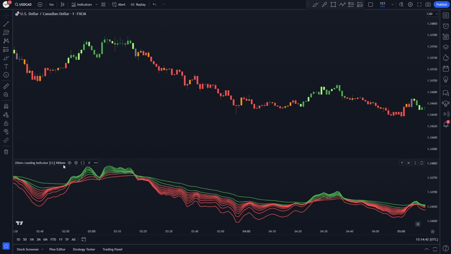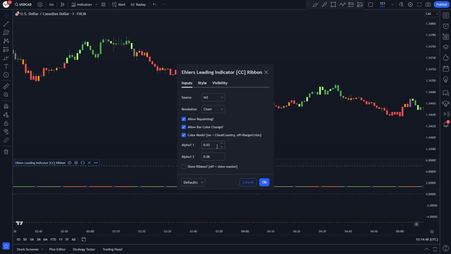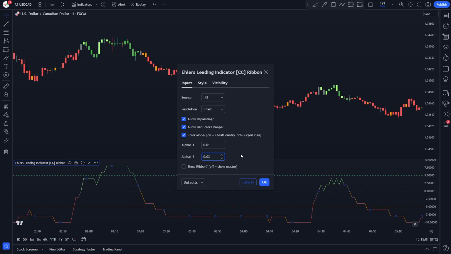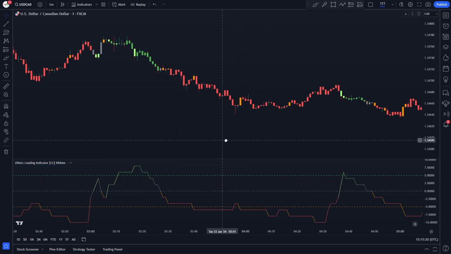We need to change the settings of the indicator for our strategy here. We turn off the ribbon, and then for Alpha 1, we set it at 0.1, and for Alpha 2, we set it at 0.03, because in our strategy, we're going to use this indicator for trend identification. So it doesn't matter if repainting is on or off, but in another strategy, if you want to use this indicator for buy-sell signals, you should turn off repainting, so the indicator will only change when the current candle is closed. As I said, with the settings that we made, we're going to use this indicator for trend identification.